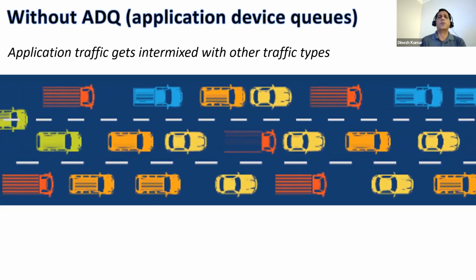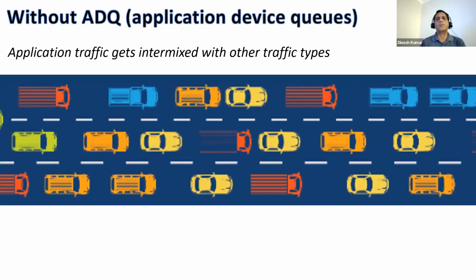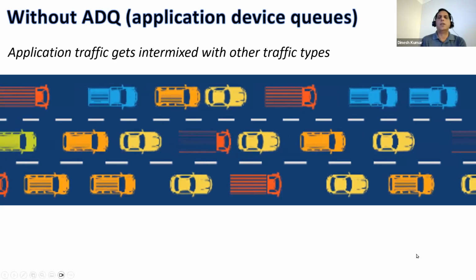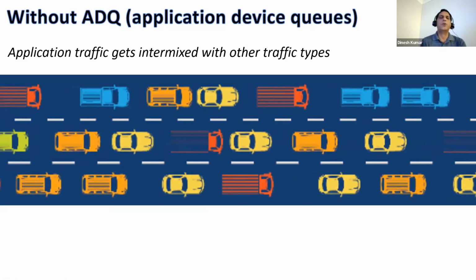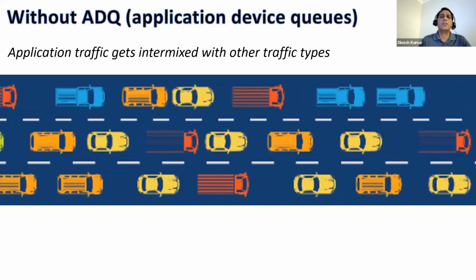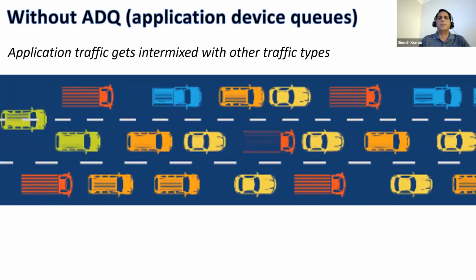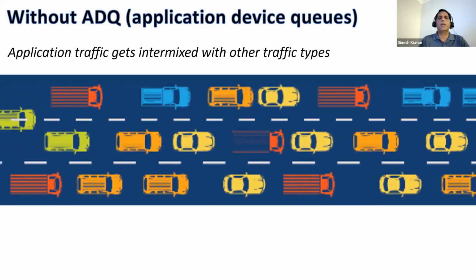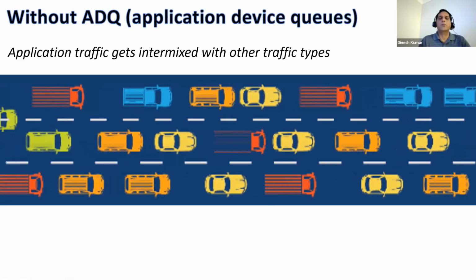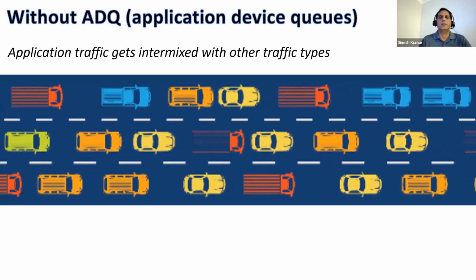You have a set of queues, and all the traffic from yellow, orange, blue, all sorts of traffic from different applications, can get intermixed in the same lane or same queue in the resource in the NIC. Because of all the mixing happening in there, you can get head-of-line blocking or some unpredictable behavior that can impact your latency or cause much higher jitter.